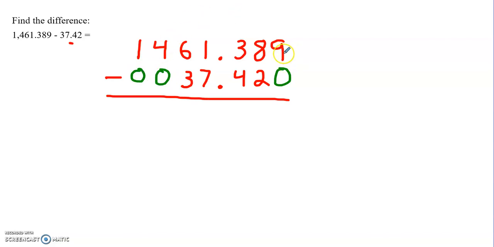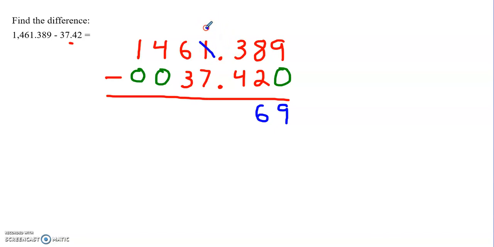And then I subtract. 9 minus 0 is 9. 8 minus 2 is 6. 3 minus 4 will give me a negative number, but we're not working with negative numbers just yet. So we're going to borrow. We go 1 to the left. So I have 1, 1.